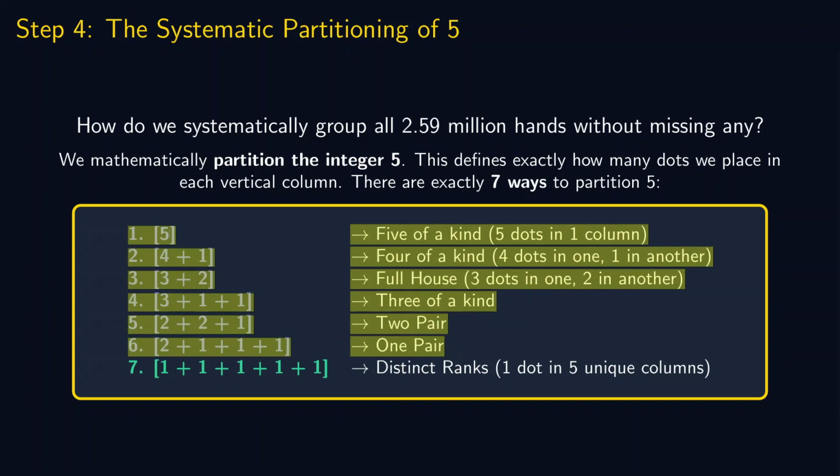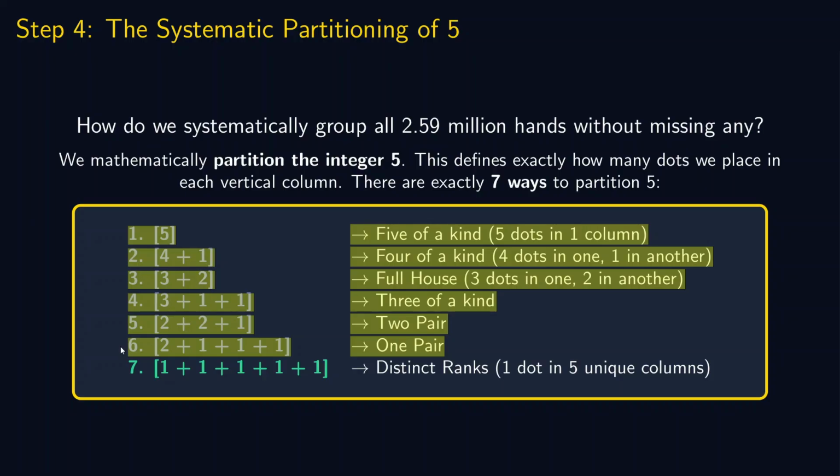In the language of our grid, these are all the hands where at least one vertical column has 2 or more dots placed inside it. So a hand with 3 kings and 2 fives falls into Set M. A hand with 4 jacks and 1 stray card falls into Set M. Anytime you see a column with multiple dots, you are in Set M.